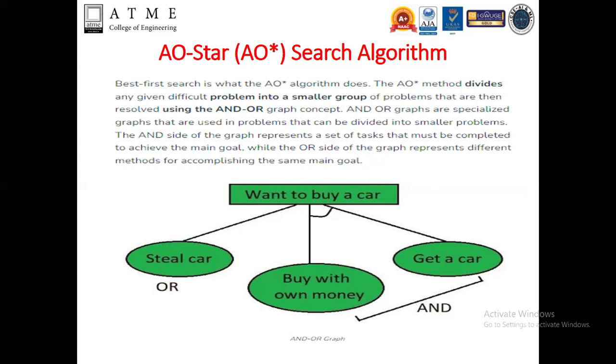For example, if you want to buy a car, there are two methods, the AND approach or the OR approach. The AND approach is nothing but get a car. In order to get a car, what we require is to buy with your own money. That is the AND approach. That means both things should be positive, then only you can buy a car. Whereas the OR approach is something like you have to steal a car. So that is the OR approach.